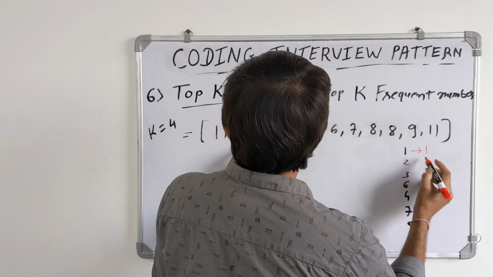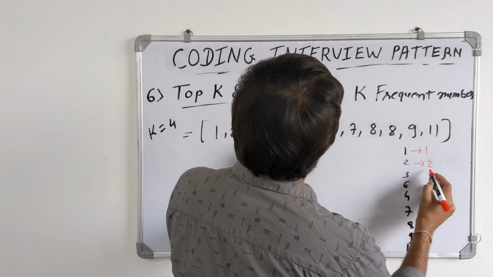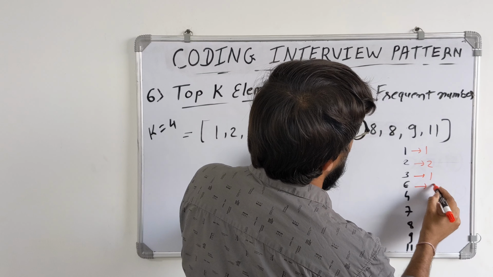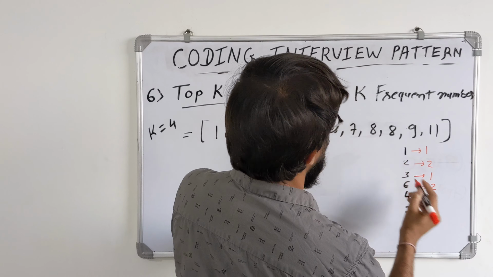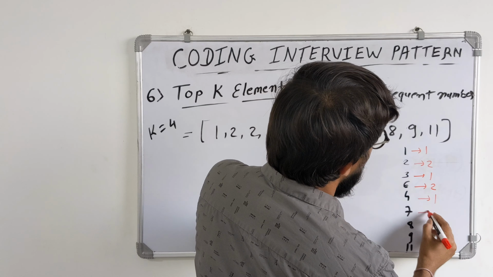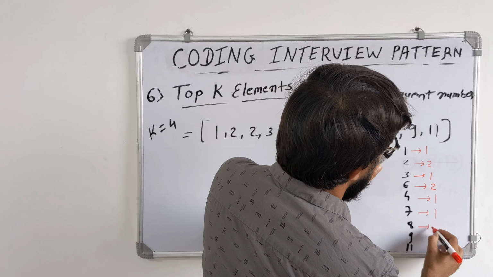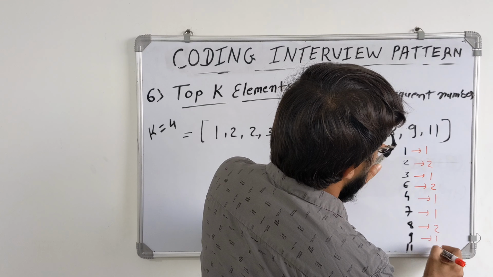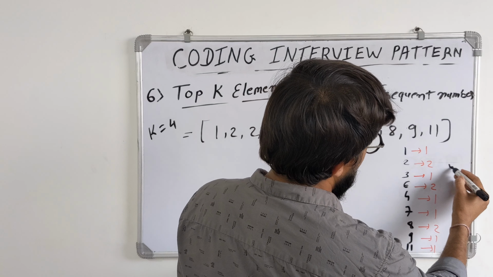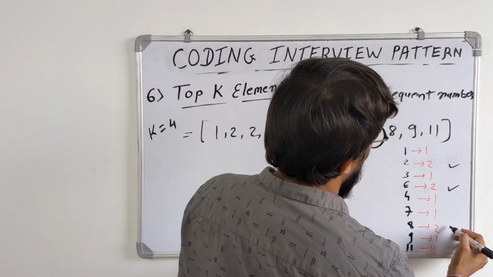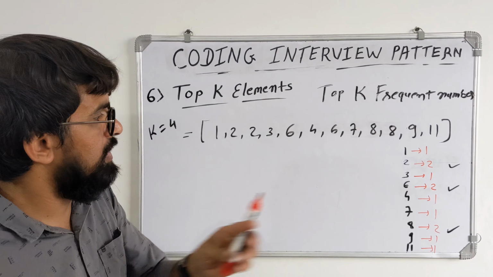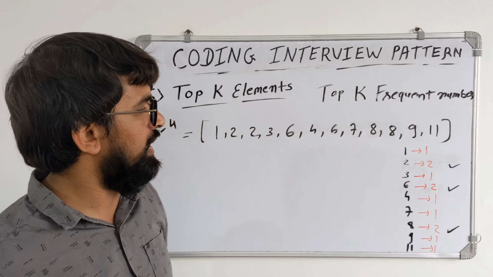1's frequency is 1. 2 is 2 times. 3 is 1 time, 6 is 2 times, 4 is 1 time, 6 already covered, 7 1 time, 8 2 times, 9 1 time, 11 1 time. So as per this, this should be our result, right? No, oh, this one and 1 can come anyone. Okay, because these two are the frequent numbers, 3 and 1 can be any number.